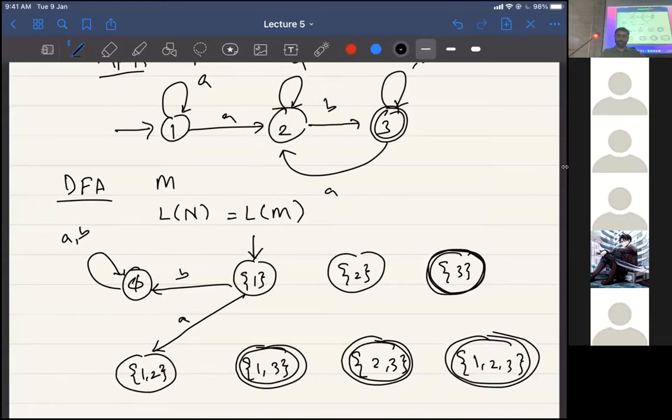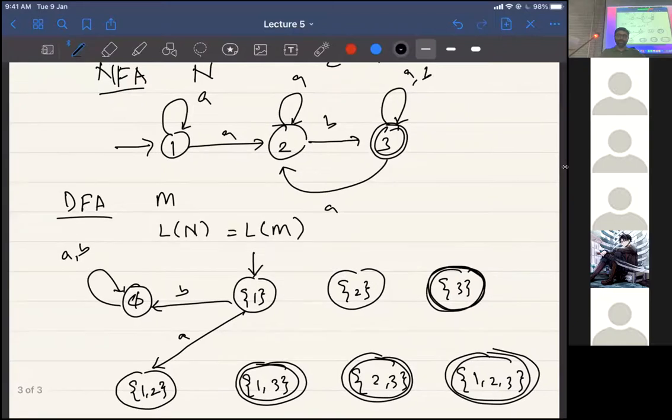So let's go to the next state, state 2. Where does the machine go when it reads A? It remains in 2, right? So there's a loop over here. Where does this machine go when it reads B? It goes to state 3. Okay, so we are done with this one.